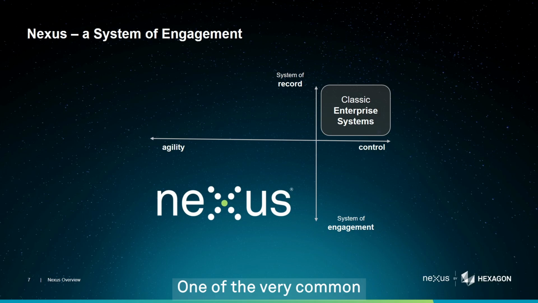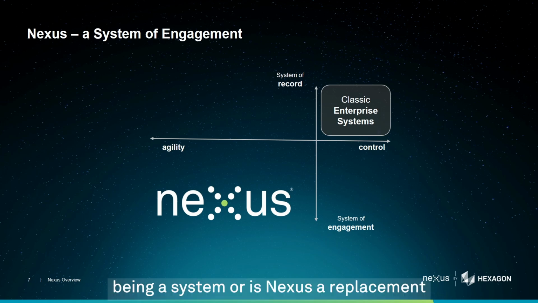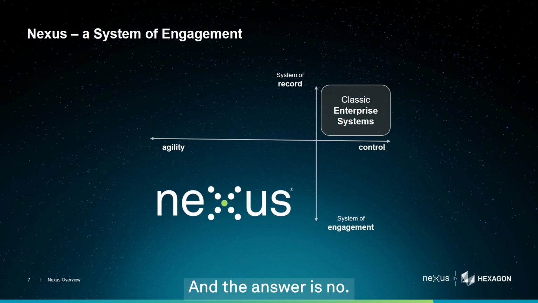One of the very common questions I get whenever I present Nexus is: is Nexus a PLM system, or a replacement for a PLM system or an ERP system? And the answer is no.